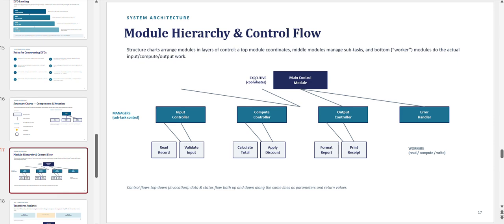Now the executive coordinates. We will see the compute controller and input controller, calculate total and apply discount. In the input controller, read record and validate input. These are the manager subtask controls.